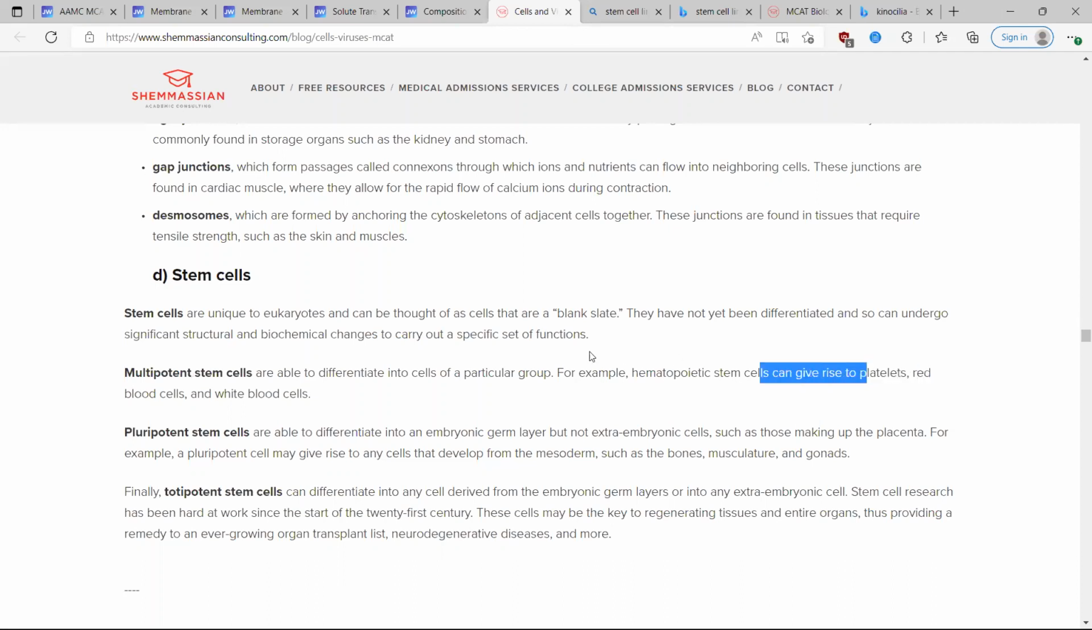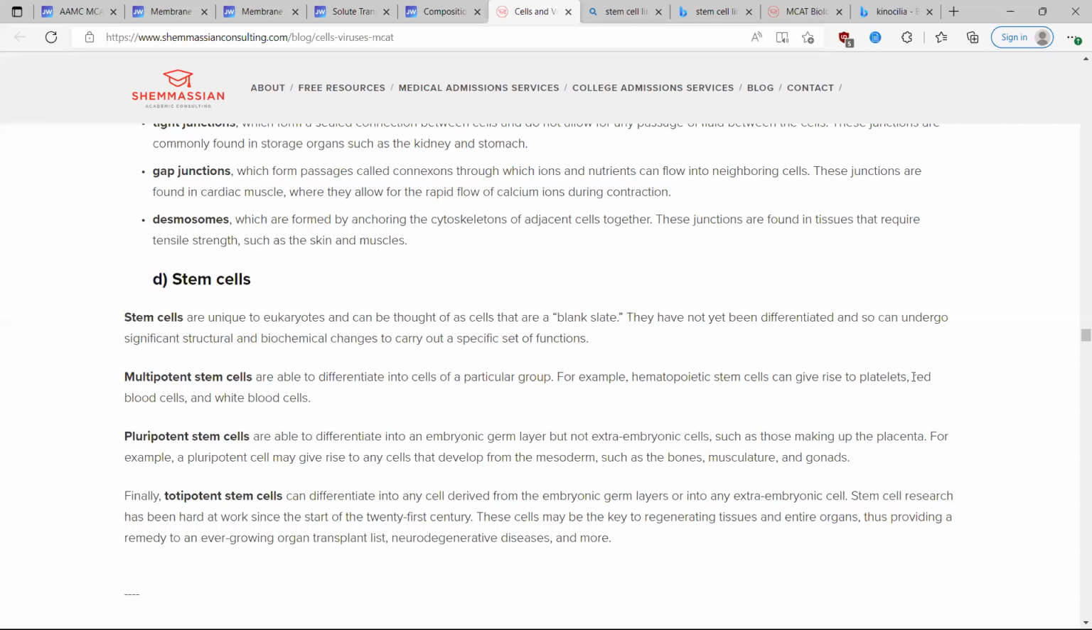So for example, platelets, red blood cells, and white blood cells are all under the umbrella of hematopoietic stem cells. So you can see as you specialize further, your options are more limited, you are getting narrower and narrower, but you can still differentiate into different things. So everything starts totipotent, becomes pluripotent, becomes multipotent, and then finally becomes whatever cell it needed to be.